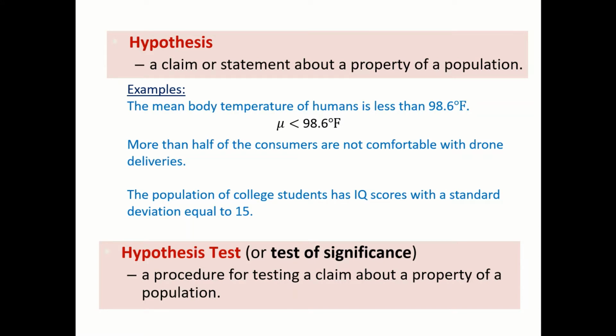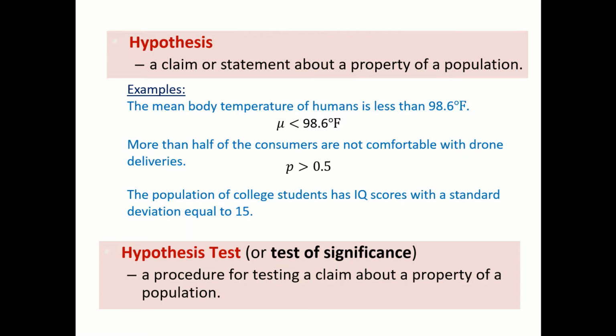Here it says more than half of the consumers are not comfortable with drone deliveries. So what property of population we're talking about? That's right, we're talking about the population proportion. So we use P. The population proportion is more than half, so greater than 0.5. P is greater than 0.5 is this hypothesis in the symbolic form.